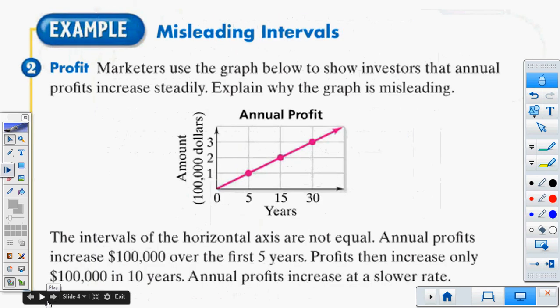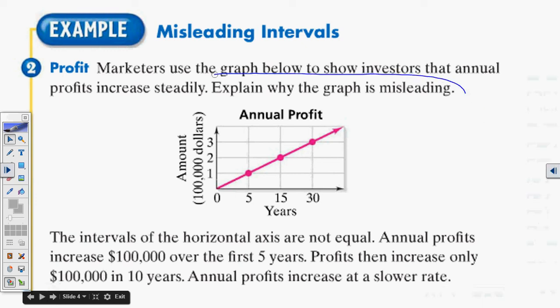So here's misleading intervals. Marketers use the graph below to show investors that annual profits increase steadily. Explain why the graph is misleading. Take a minute, jot down in a sentence why this graph is misleading.